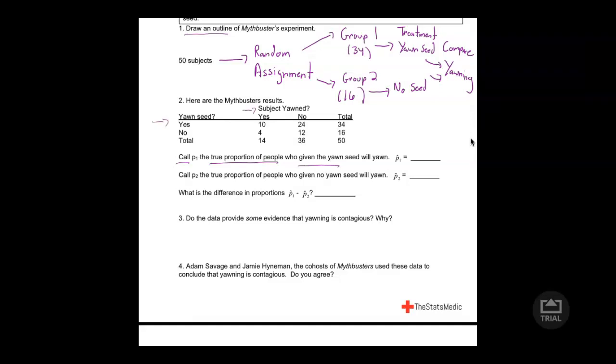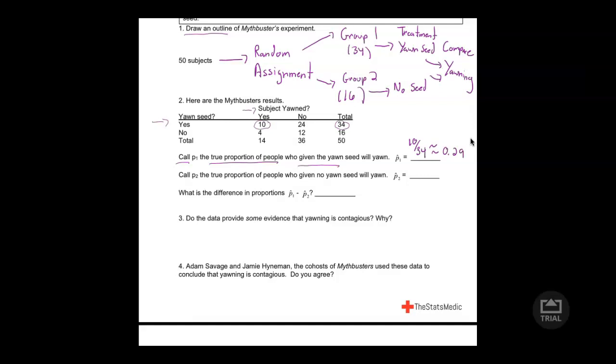So we're going to say who was given the yawn seed and actually yawned. If we take a look at that, there were 10 subjects that actually yawned given the yawn seed, out of 34. So this is going to be 10 out of 34. Our statistic p1 hat is 10 out of 34 for that group, and if you divide that out, it's approximately 29%, so 0.29.